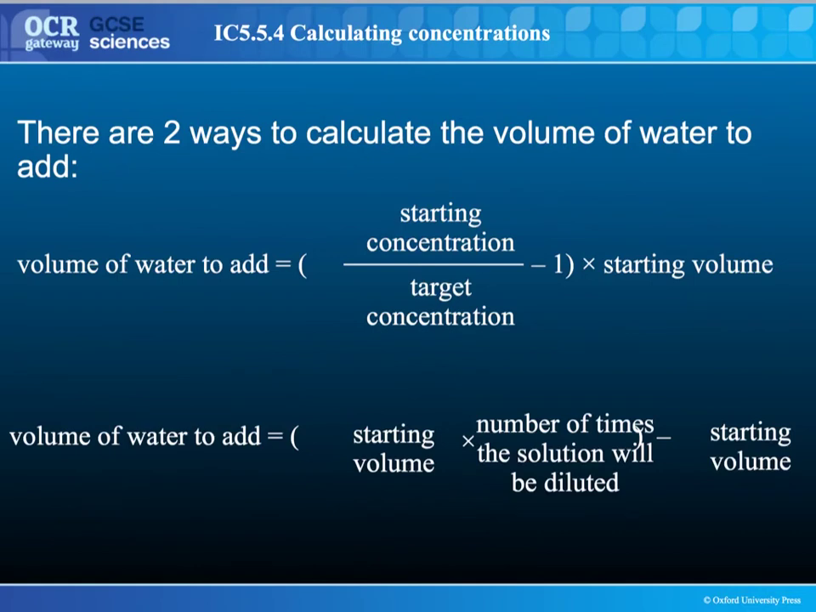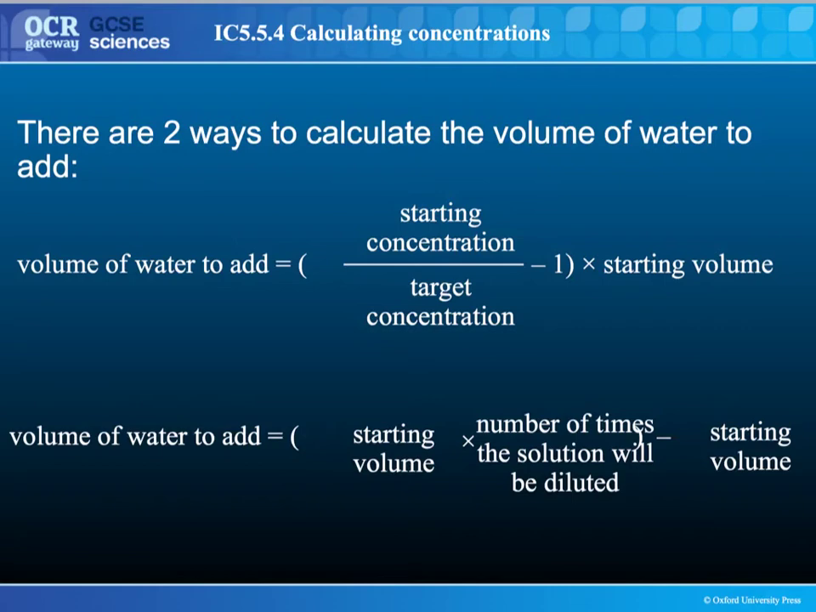The first one is to get the starting concentration, divide it by the target concentration, subtract 1 from that and multiply your answer by the starting volume. So your starting concentration in the example before was 1, divided by 0.1 is 10, minus 1 is 9, times that by the starting volume of 20, and that gives you 180, as we said.